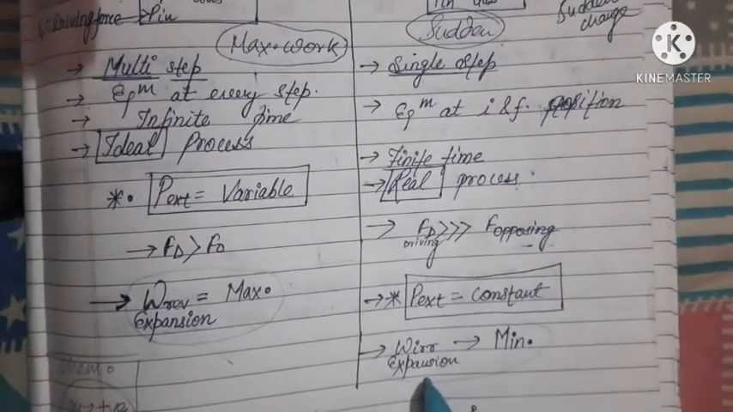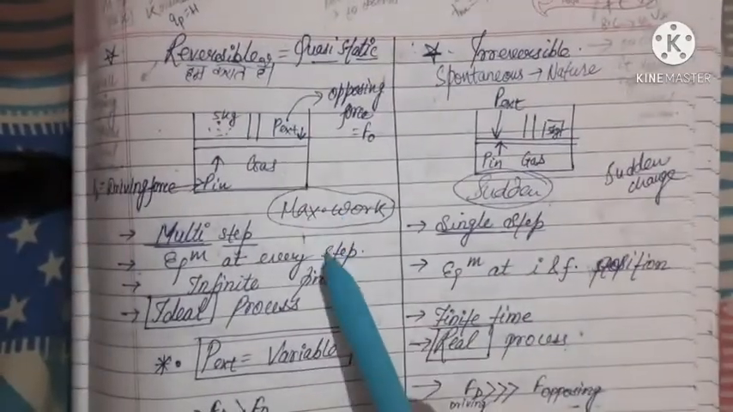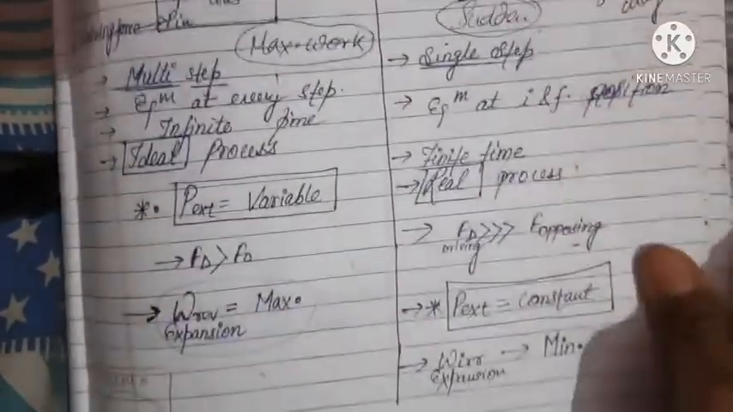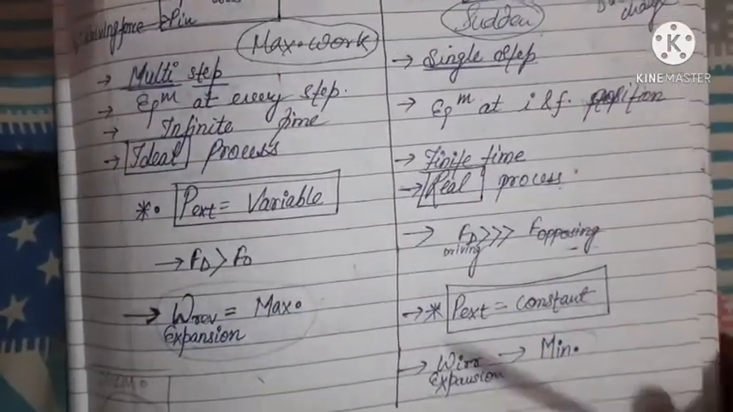P external is constant. Work is minimum. So maximum work done is done in a reversible process and minimum work is done in an irreversible process. Minimum work, okay.